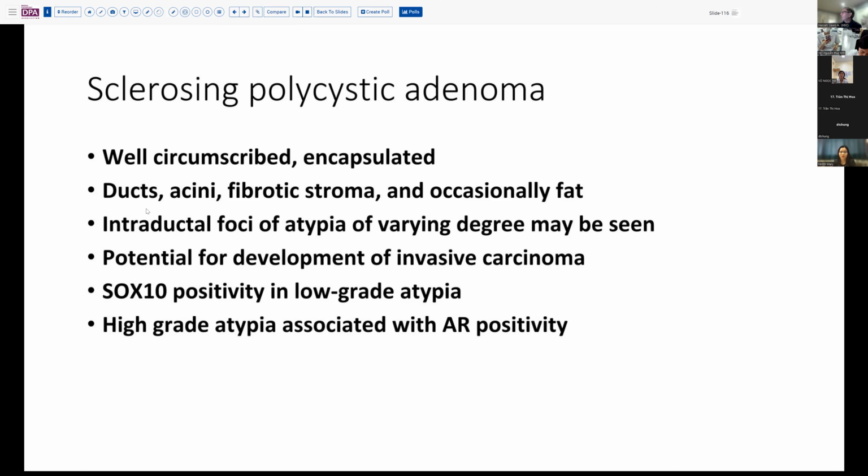And the makeup is quite variable. You have both acinar epithelium, some ducts, this very fibrotic stroma, and even occasionally some fat.